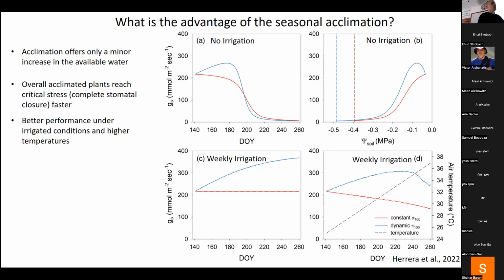I'm really not sure about this because we haven't modeled or thought about the below ground. It could be that osmotic adjustment is important for root exploration or something like that. It was hypothesized in the past, and it's not part of our model.